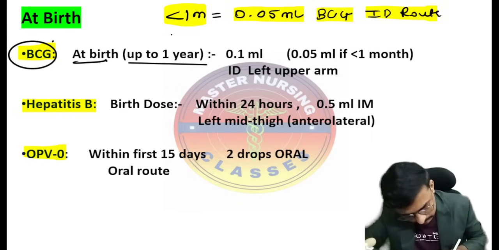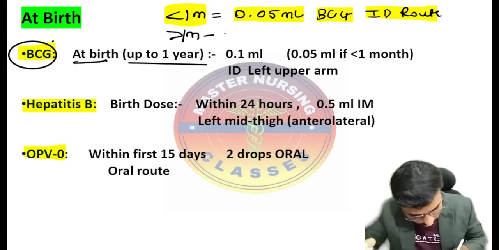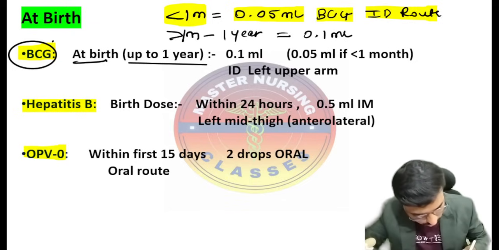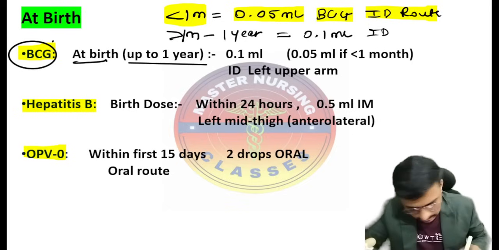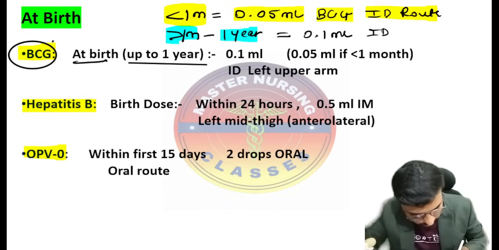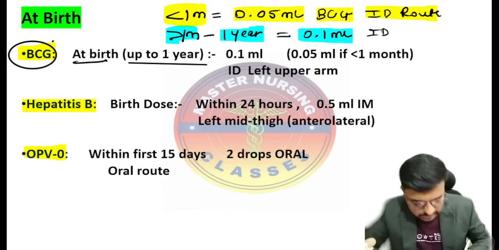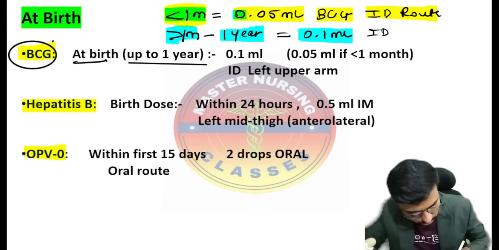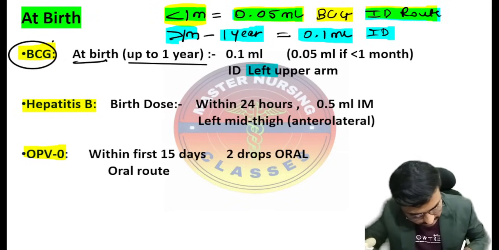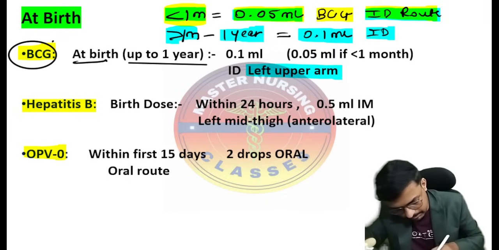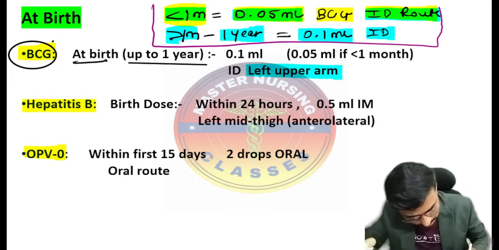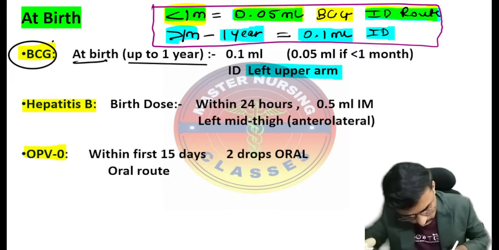If you are giving it at more than 1 month, up to 1 year, the dose of the BCG vaccine is 0.1 ml, by the same intradermal route. Again, very important, please do remember: more than 1 month till 1 year, the dose is 0.1 ml; less than 1 month, the dose is 0.05 ml. The route and site remain the same, intradermal in the left upper arm. Please remember this dose of the BCG vaccine, because it comes in your exam directly and has been asked many times in previous exams. Hope it is clear to everyone.